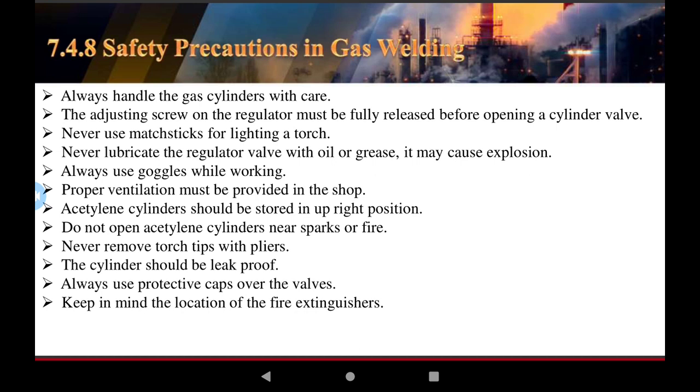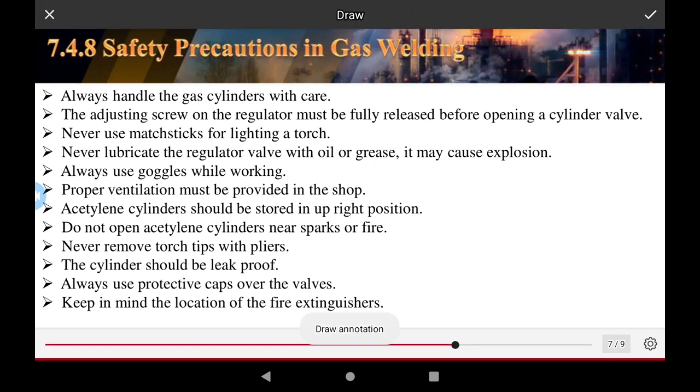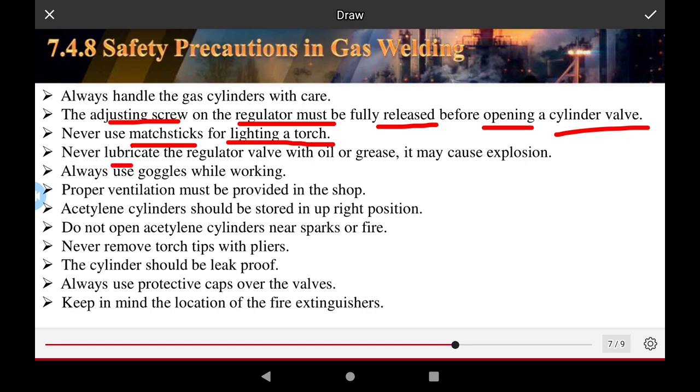Safety precautions in gas welding. Always handle the gas cylinder with care. The adjustment screw on the regulator must be fully released before opening the cylinder valve. Never use a matchstick to light the torch. Never lubricate the regulator valve with oil, as gases may cause an explosion.